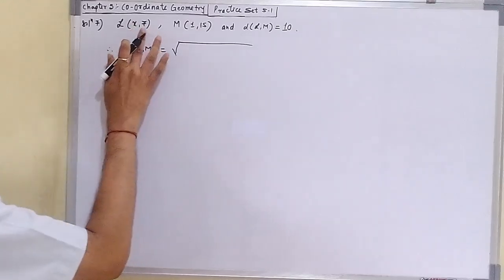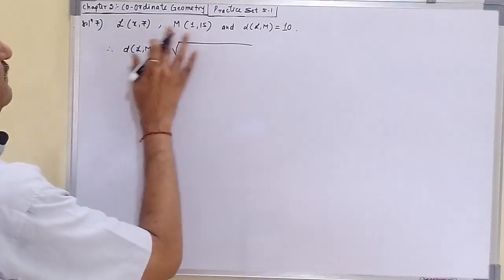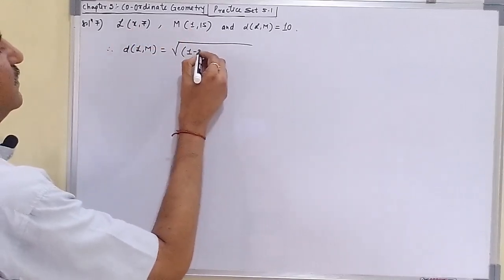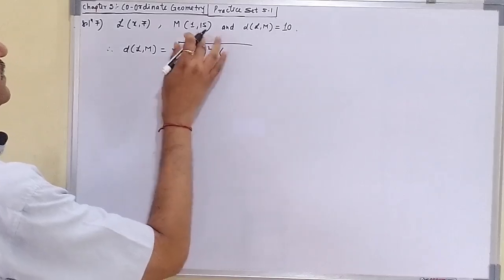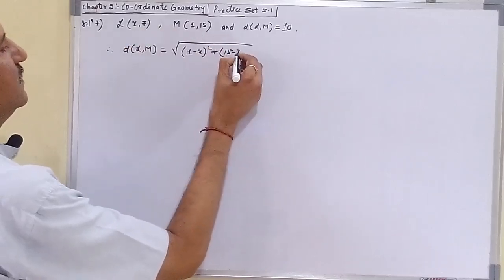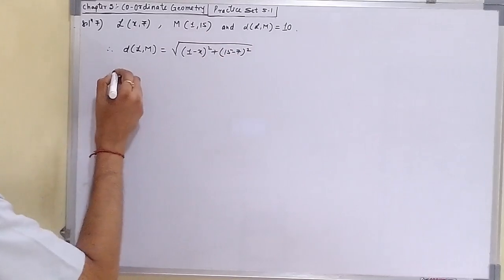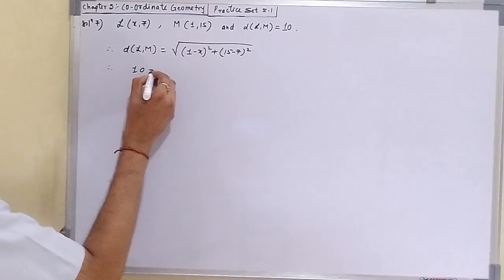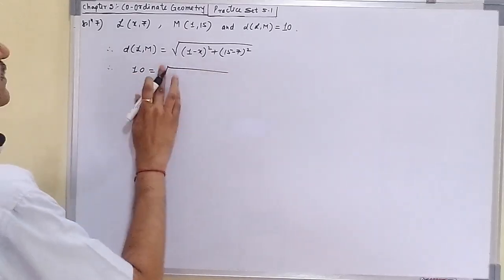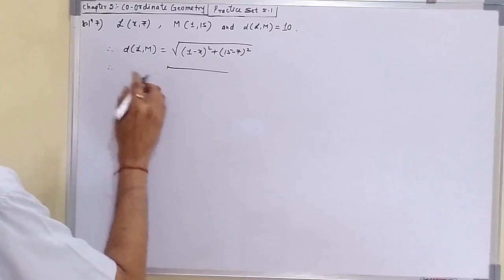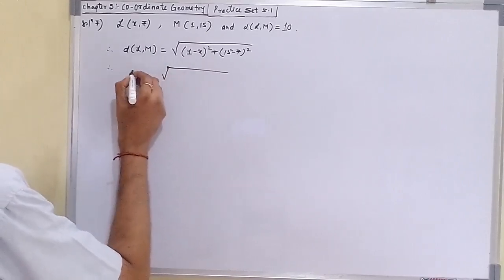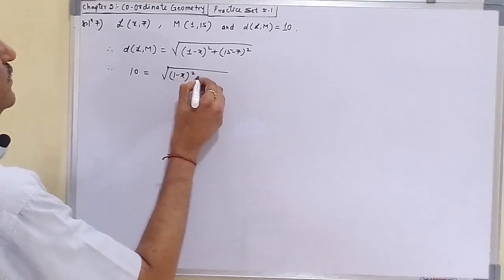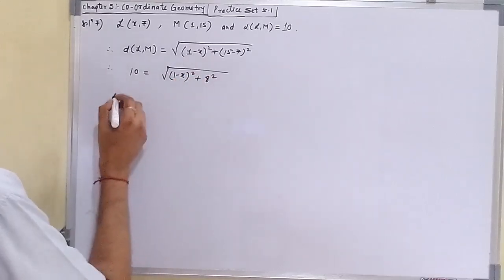There is x1 y1 x2 y2. So this will be the square root of (1 minus x) square plus (15 minus 7) square. Now the distance LM is 10. So 10 equals the square root of (1 minus x) square plus 8 square.